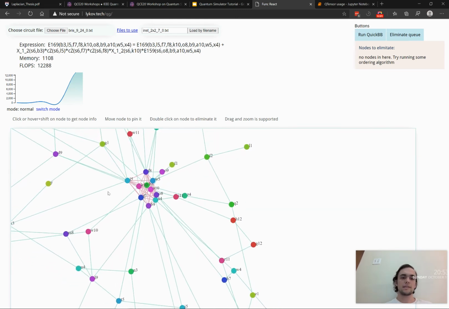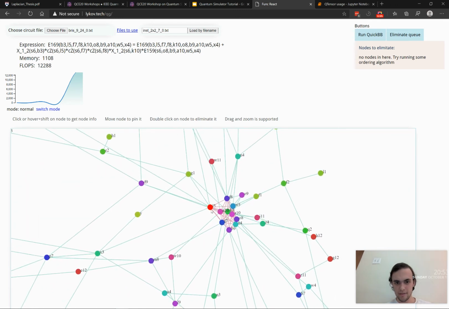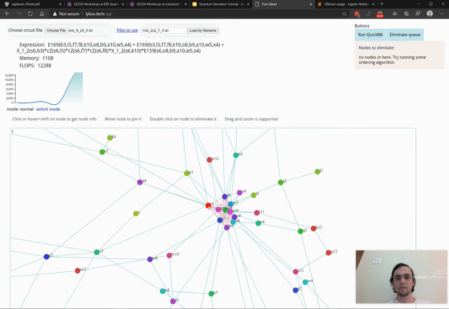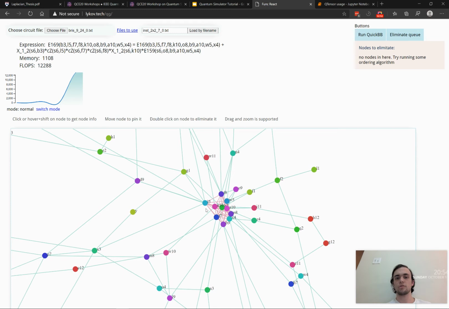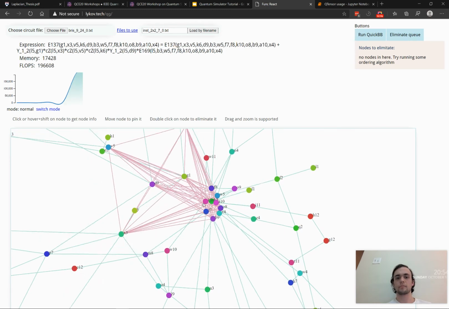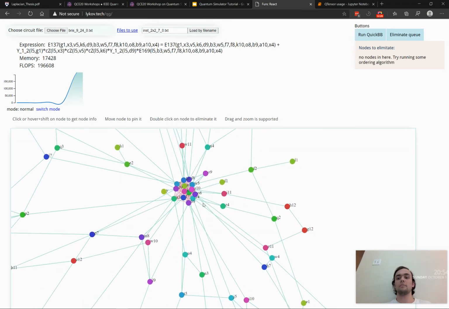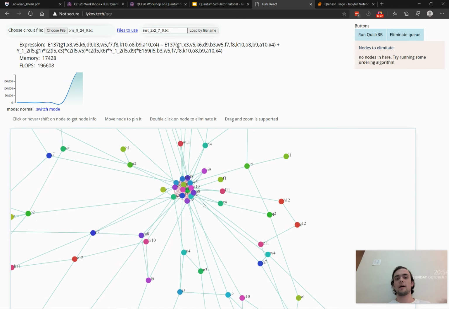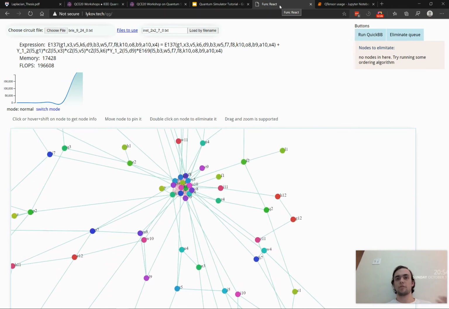So let's see what happens if I contract this tensor. I believe it's tensor 15. A lot of neighbors are going to be connected, and this already huge clique will become even larger. And the very hard, in fact NP-hard, problem of finding the elimination order is finding the optimal contraction order.